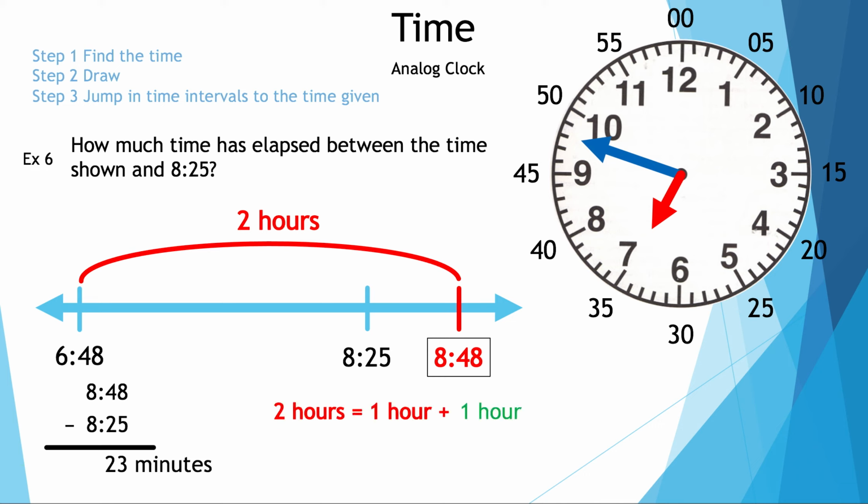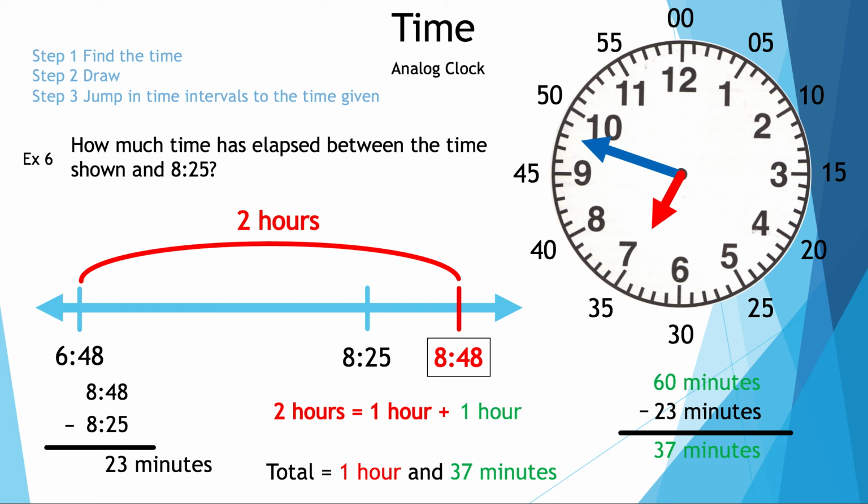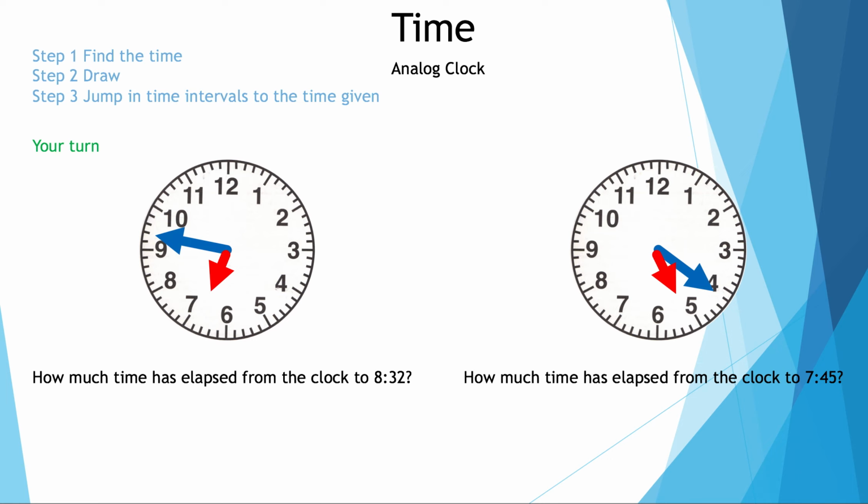Now we're going to write 2 hours and separate it because we need one of those hours. We're going to take the green hour minus 23 minutes, and you get 37 minutes. Now we need to add that back to the red hour, and that is your total time of 1 hour and 37 minutes. Now it is your turn to go ahead and pause the video to answer these questions.